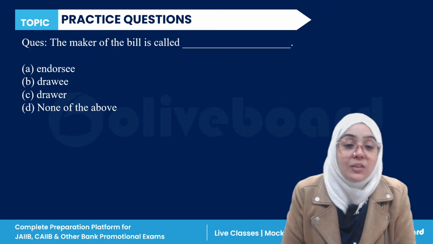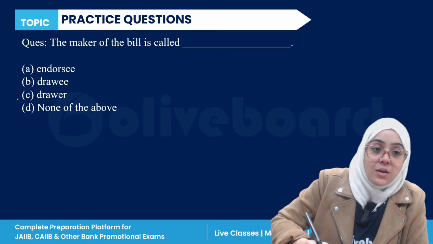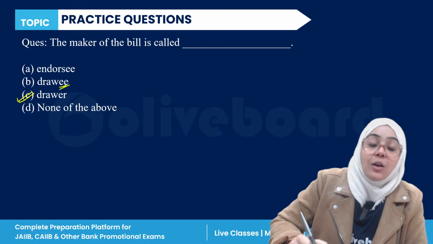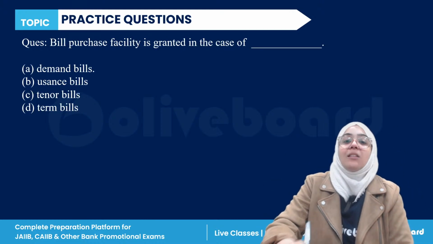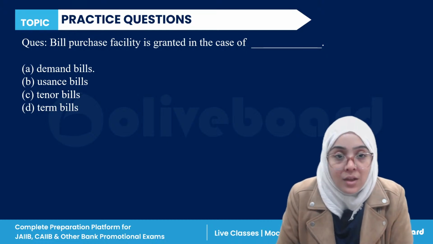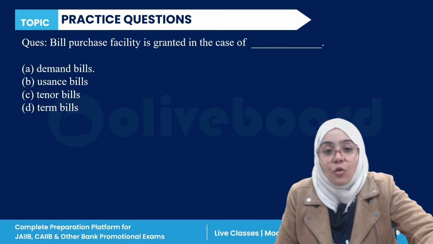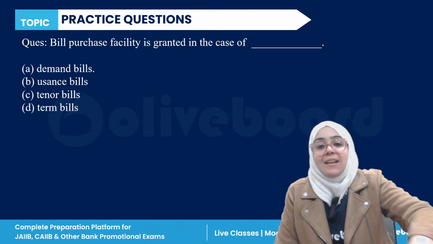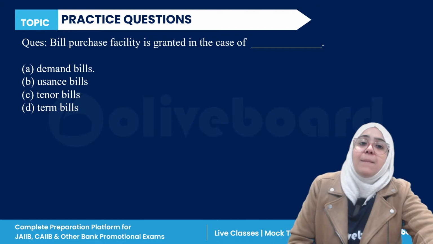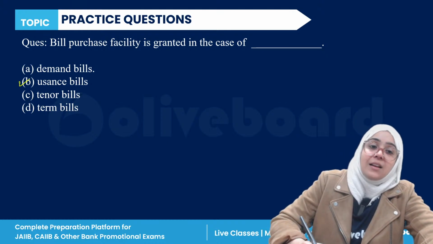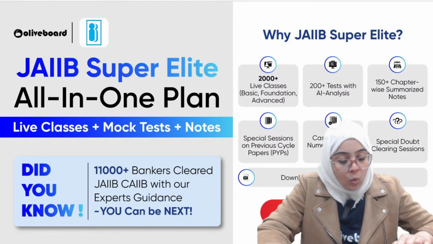The maker of a bill of exchange is called as the drawer. The drawee is the one who is entitled to pay. Last, bill purchase facility is granted in the case of what? Bill purchase facility is granted in the case of usance bills. Clear? So this is the whole chapter.